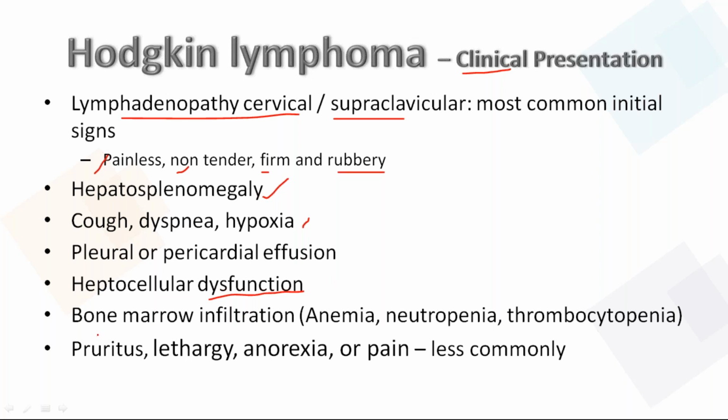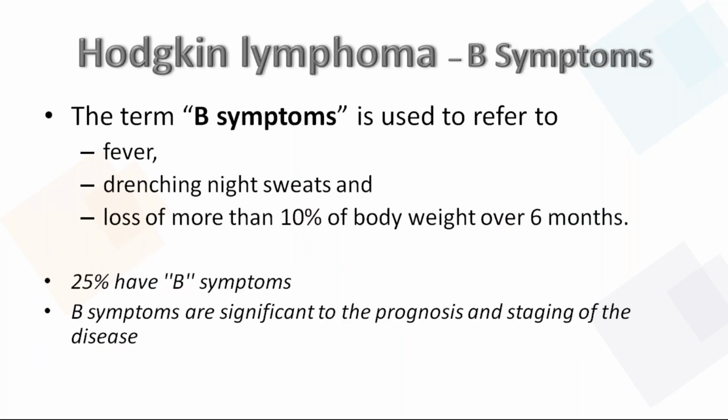If the bone marrow is infiltrated, naturally there can be pancytopenia, depending upon the cell line that is affected: anemia, neutropenia, thrombocytopenia. Less commonly, the skin is involved, with pruritus, and if the central nervous system is involved, lethargy, anorexia, and pain. So these are the common symptomatology with Hodgkin's.